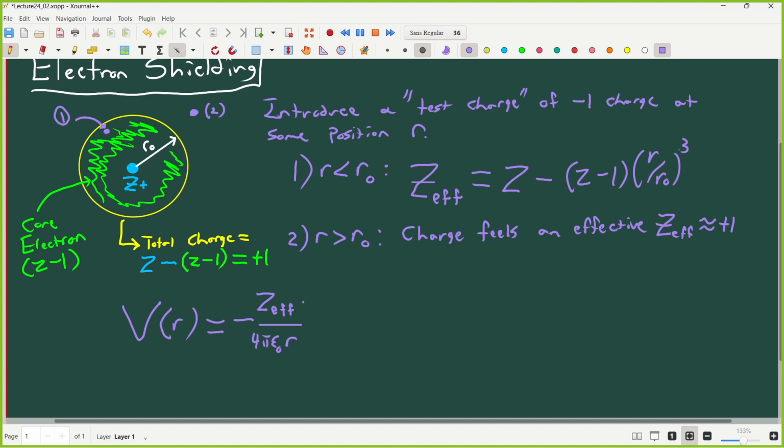But as you start to bring r over r naught, as you start to bring the electron closer and closer, let's take it to the maximum limit where r is 0. The electron is right on top of the nucleus. Then the effective charge it feels is Z.